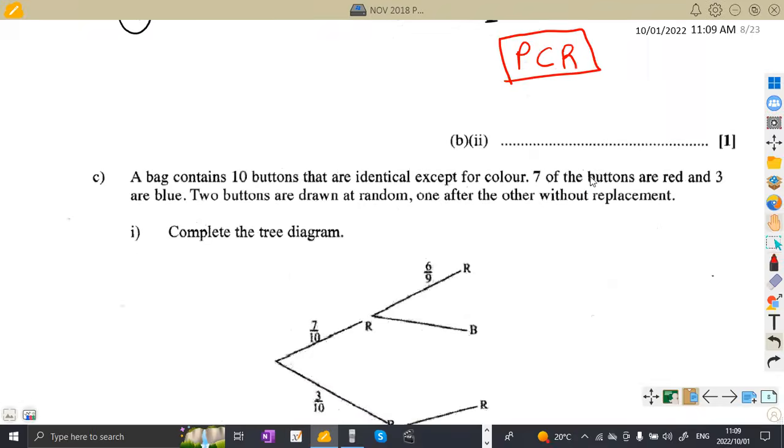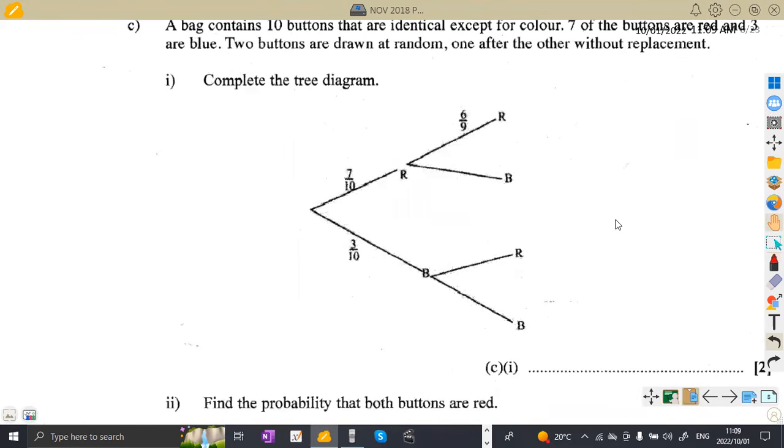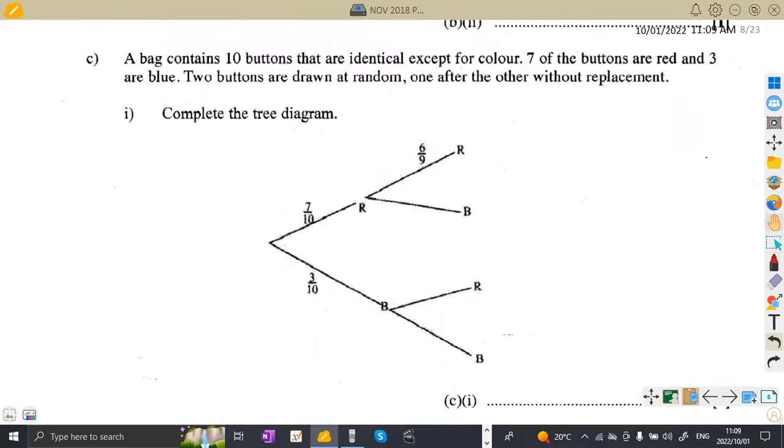Okay, anyways, we are now given probability on the B part. A bag contains 10 buttons that are identical except for color. 7 of the buttons are red and 3 are blue. 2 buttons are drawn, one after the other, without replacement. So that is what we see here.